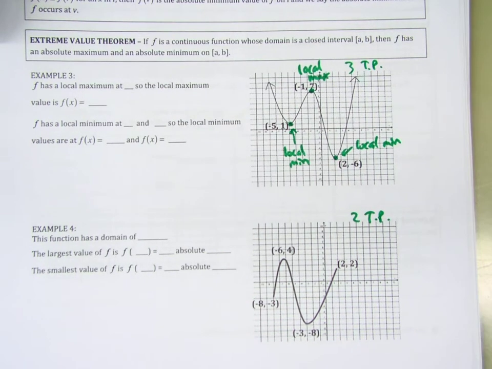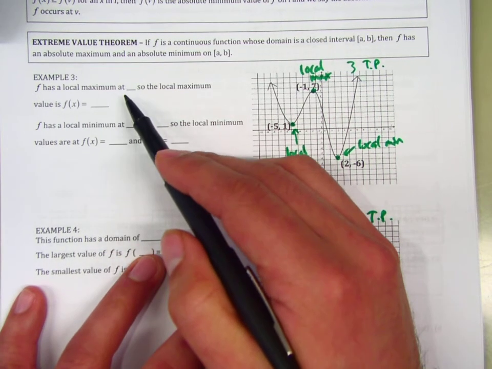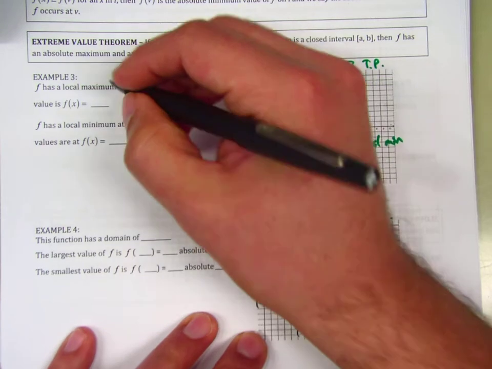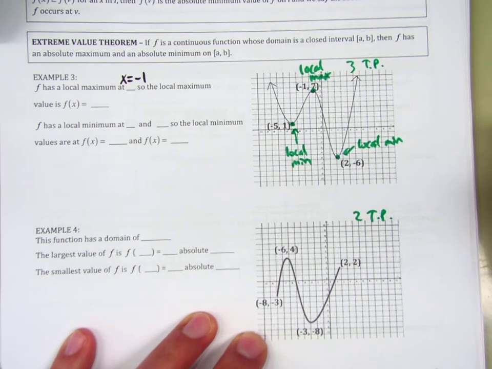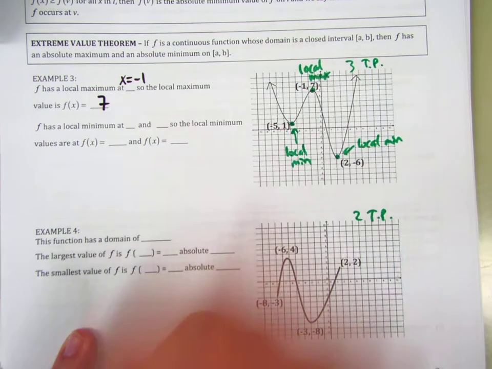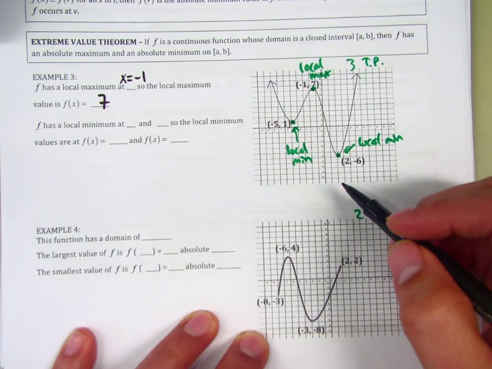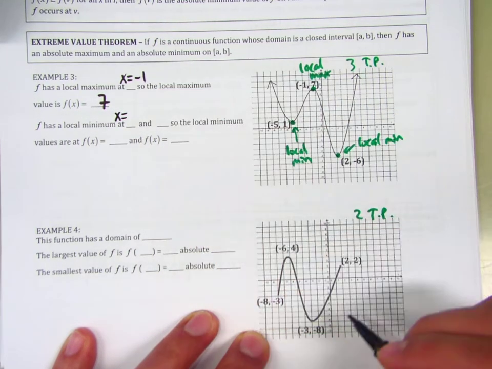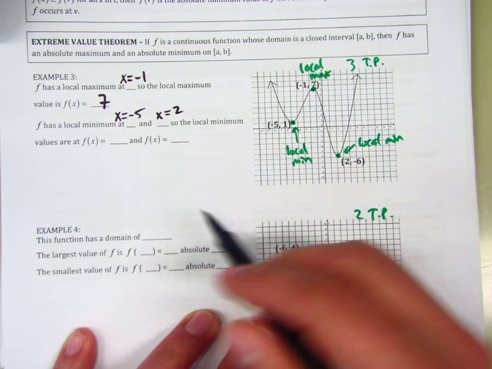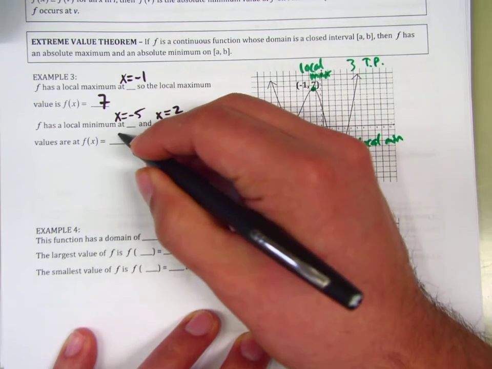So let's see if we can answer the questions now. F has a local maximum at what x value? -1. And what is the value of the function there? 7. Okay. And now for the local mins, those x values are -5 and 2. And the corresponding outputs are 1 and -6.